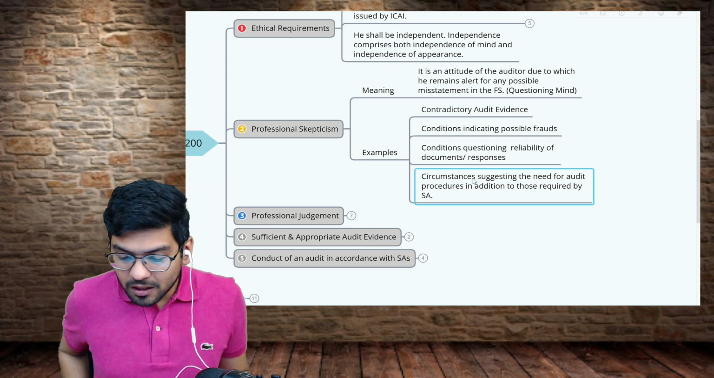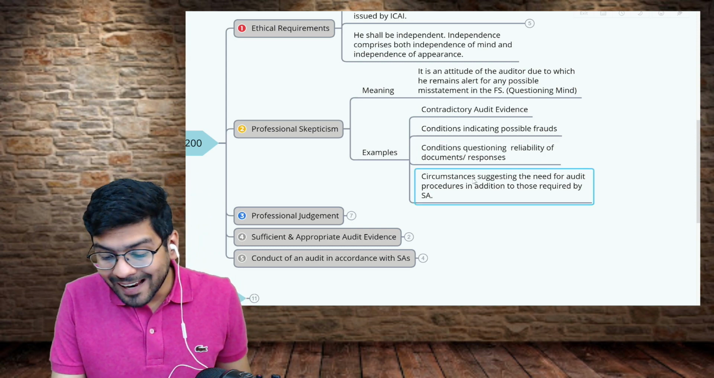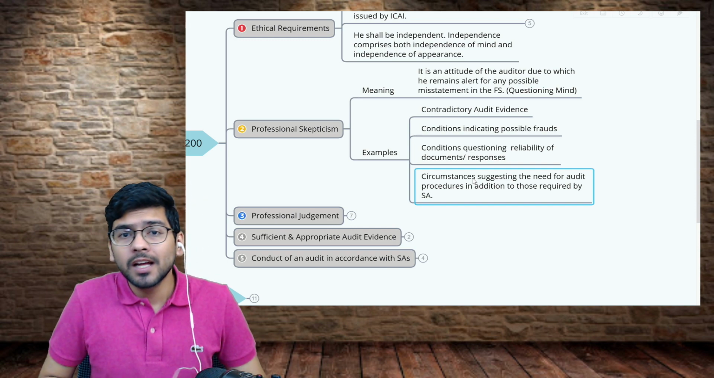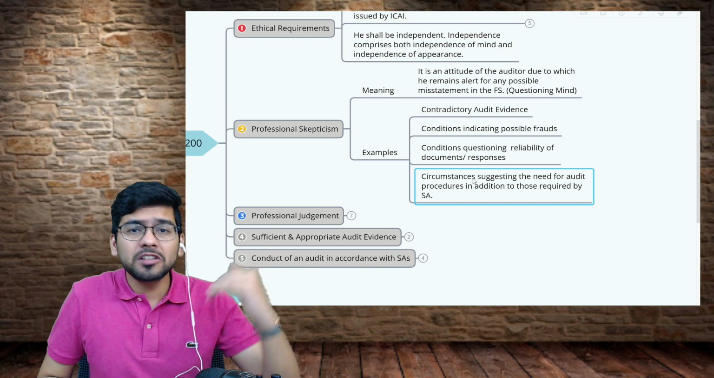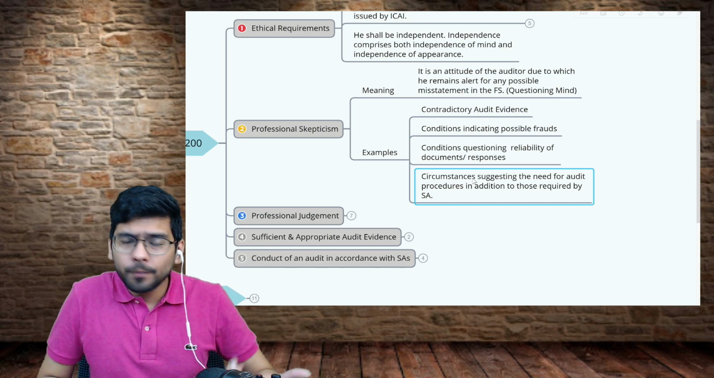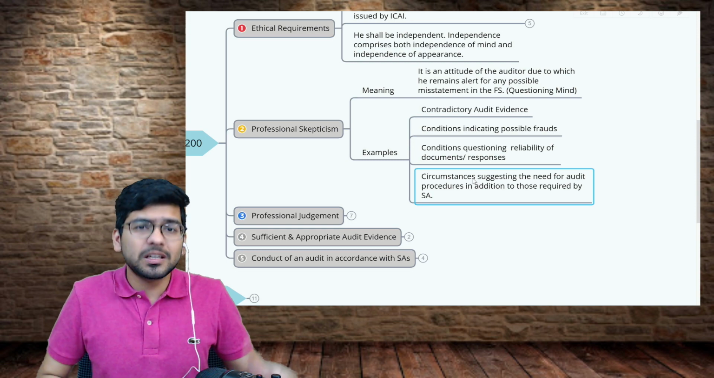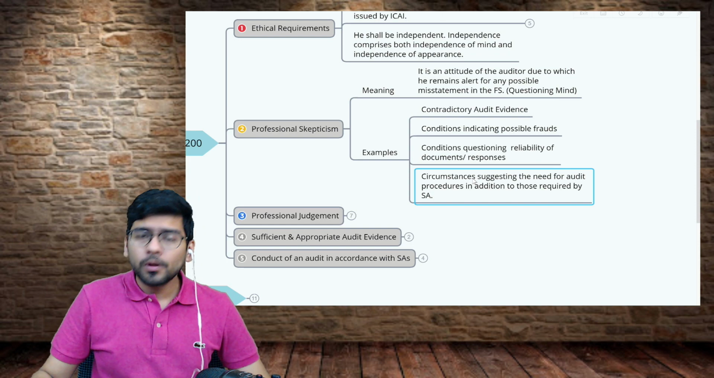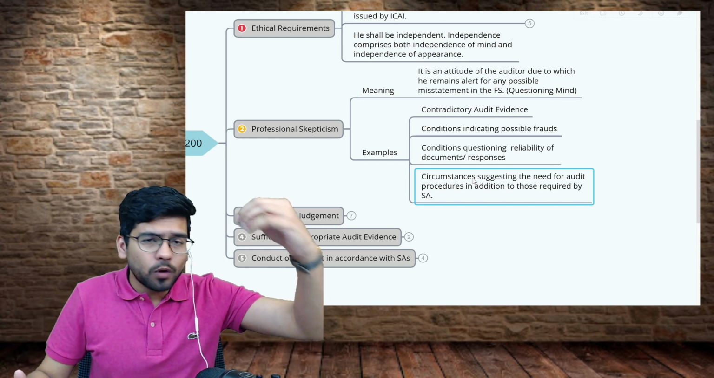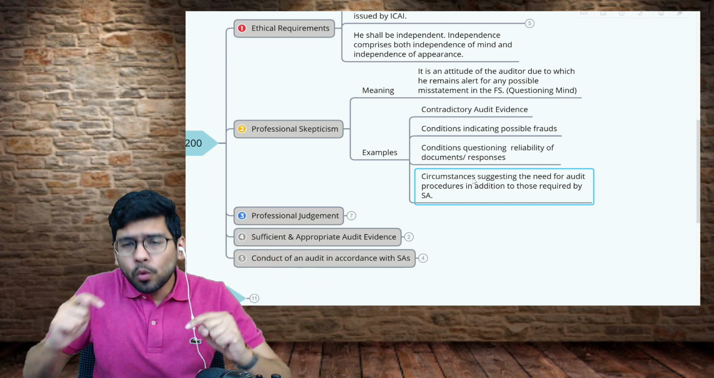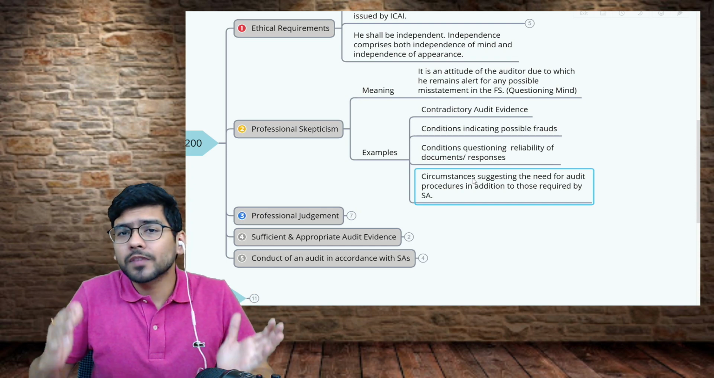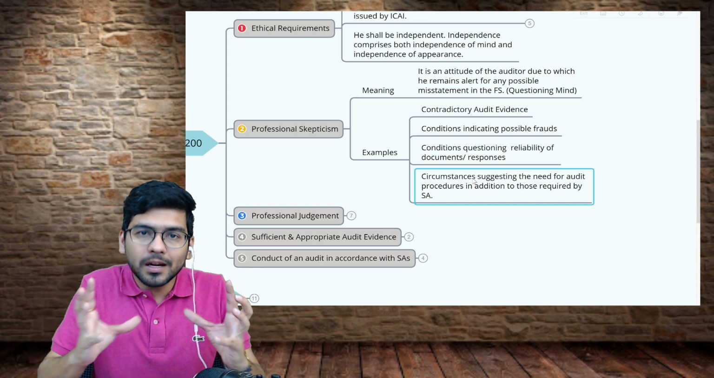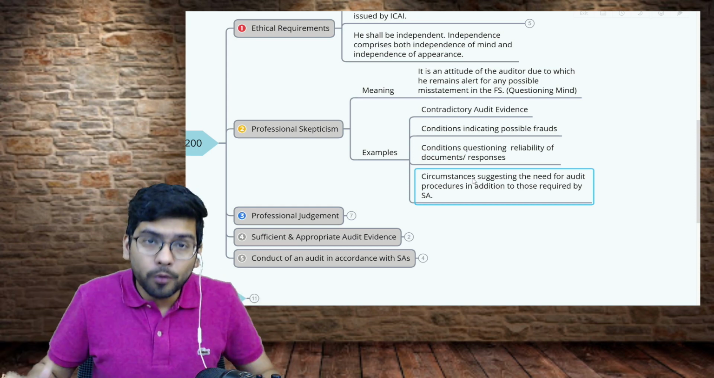Now, circumstances suggesting the need for audit procedures in addition to those required by standards on auditing. Again, it is a matter of professional judgment. You all know that the standards tell us the procedures to be followed when we are doing the audit. For example, 501 tells us what all things we need to do when it comes to inventory. But if you feel that with the procedures mentioned in the standard you have not been able to gain sufficient and appropriate audit evidence, you want to apply some additional procedures also. That means that particular thing is really very important.